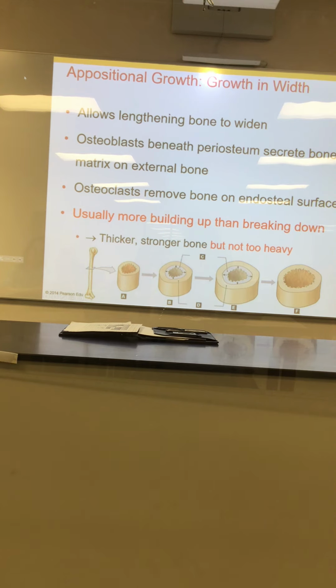They also get quite heavy, and we don't want heavy bones. So what we do is we bring in osteoclasts. The osteoclasts will tear up the inside of this thing so that the bone gets generally thicker and stronger and tougher, but not super heavy. It doesn't become solid. It's not like a big solid piece.